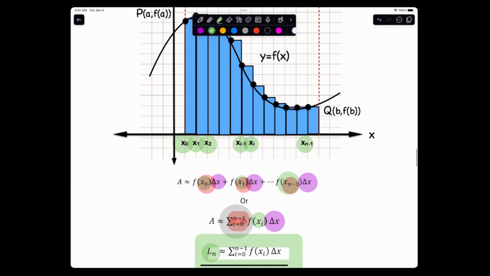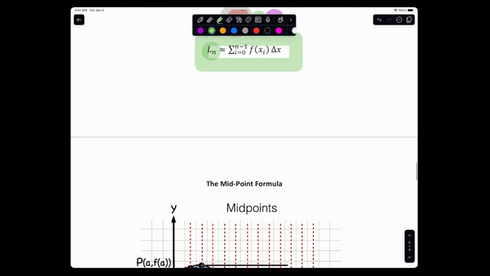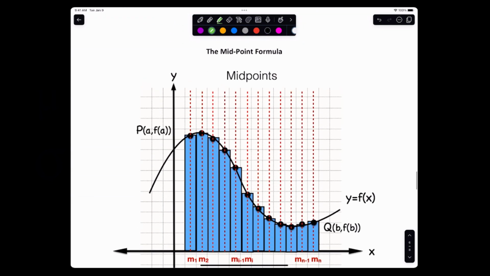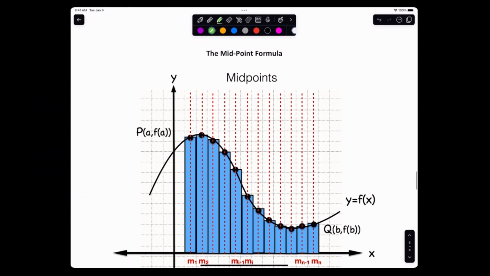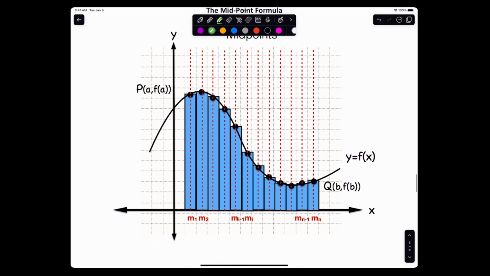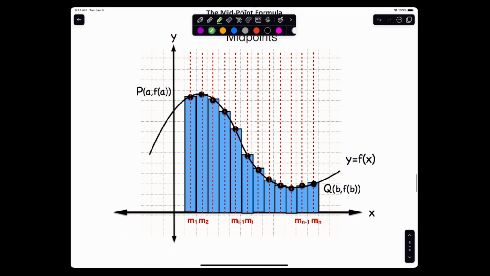All right, you guys okay with that? And like I said, what's the best? The midpoint formula. And you say, why is that the best? Because you're getting the midpoints for every one of those intervals, subintervals. And you can see now those rectangles are a lot better. Is that true?